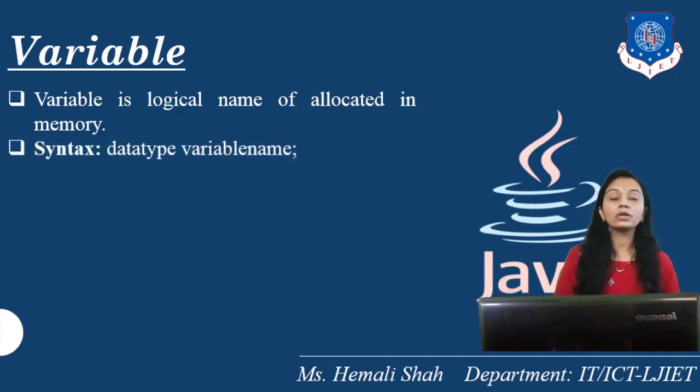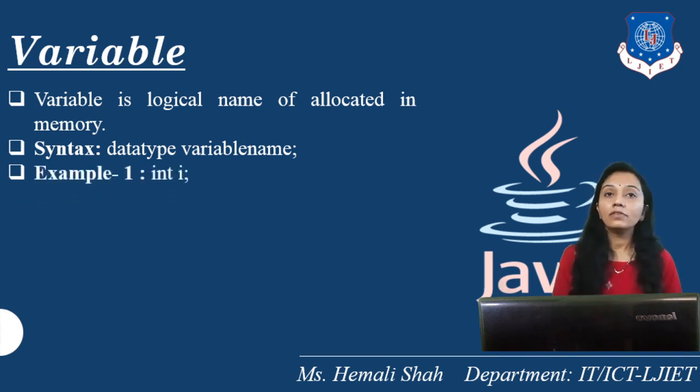Now the syntax to create a variable is, you just need to use the data type, then the variable name, and then a semicolon to end the statement. For example, if I want to make a variable of integer type, we can use the syntax int, then space, then i. This i is the variable name and it is of type int. It basically stores integer values. The integer value we can store in this i variable.